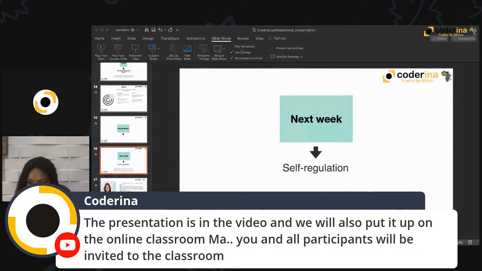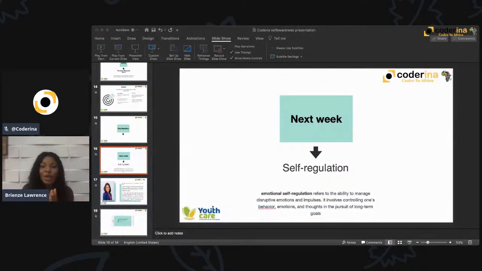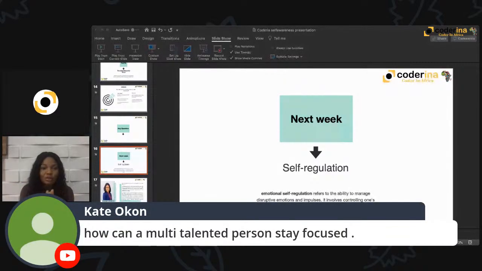How can a multi-talented person stay focused? Okay, so Kate, what you need to do is, it's okay to have all of these things. I'm multi-talented as well, so it's very challenging to pick one thing. But if you can pick one thing at a time, it's fantastic. You just take it: okay, I know how to do all of these things. It's beautiful. I don't believe in jack of all trades, master of none. I believe that if you have all of these talents, you break them down and set a goal for yourself.